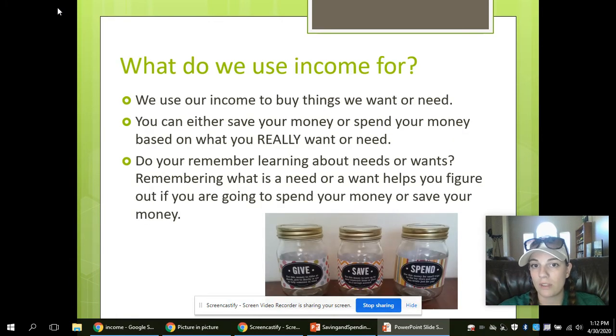What do we use income for? We use our income to buy things we need or want. You can either save your money or spend your money based on what you really want or need. Do you remember learning about needs and wants? Remembering what is a need or a want helps you figure out if you're going to spend your money or save your money.